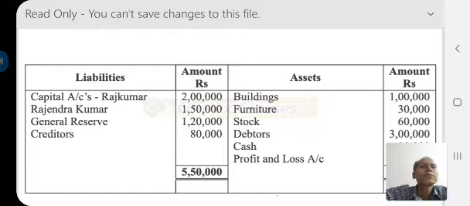See carefully at the liabilities side. Capital accounts: Rajkumar 2 lakhs, Rajendra Kumar 1,50,000. General reserve 1,20,000.